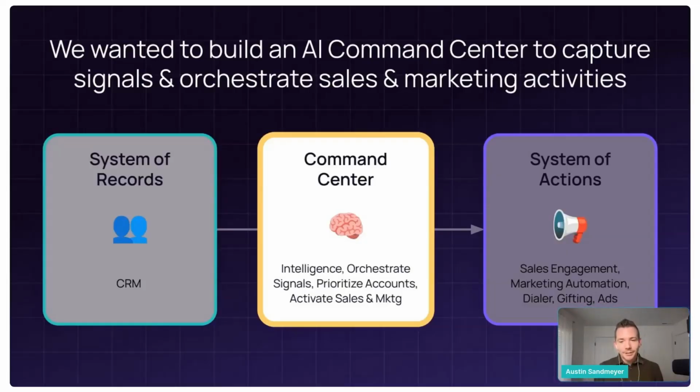We'll talk about some of the signals that we're using, prioritizing accounts, prioritizing contacts inside of our accounts, and then activating our sales, marketing, and for this example, our customer success and account management teams. And then the system of action. How do we use what we're getting out of our command center to activate? So marketing automation, dialers, gifting, ads, all of that fun stuff.